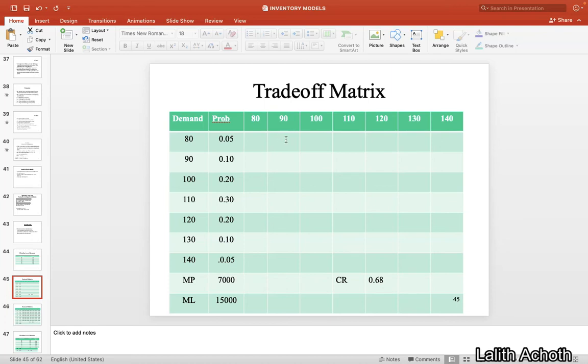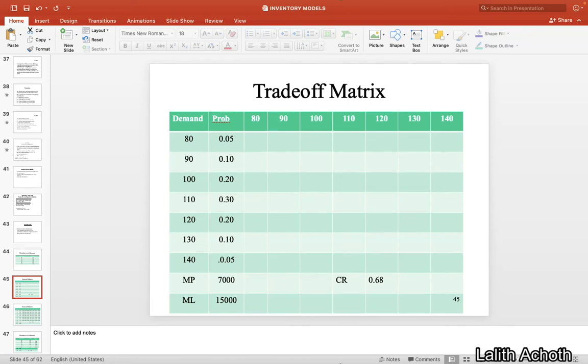But if he has 90 units of stock and the demand is 100, he will be able to sell 80 for 7,000, and he will lose on 10 units, he will lose 15,000. So it will be 80 into 7,000 minus the difference, which is 10 into 15,000. That value will enter over here. And similarly for the others.